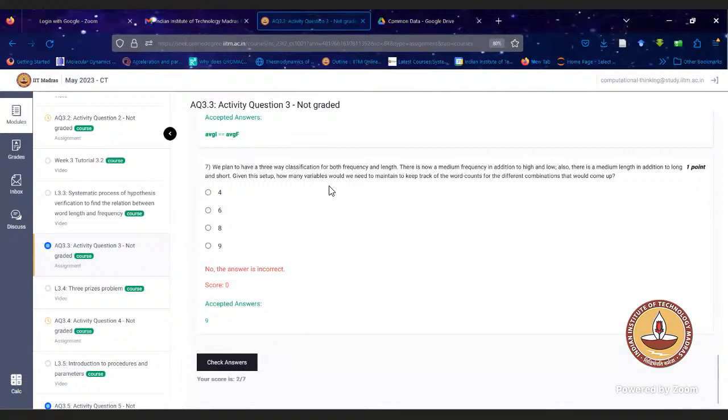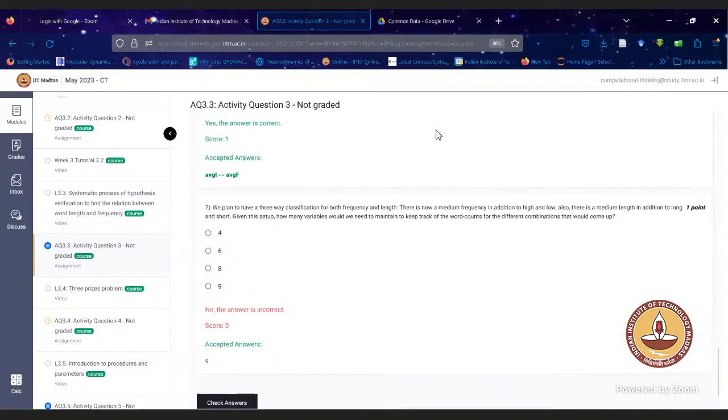How many variables? Essentially, initially you had only frequency and length based on high and low, right? You divided 2 variables into 4 sections, right? Yes, sir. Now you are adding medium to both medium frequency and medium length. So you have addition of 2 again. Yes, sir, I got it. So that's how it became 9.